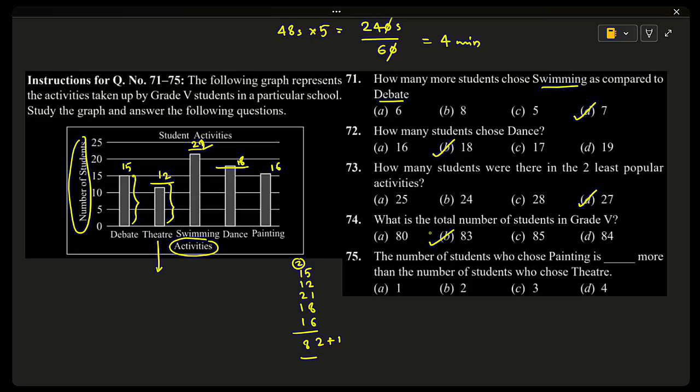Option B. 75. The number of students who chose painting is dash more than the number of students who chose theater. Painting, theater, we have to find the difference. Painting is 16 and theater is 12. So 16 minus 12 is going to be 4. So here completes the paper discussion for this paper.